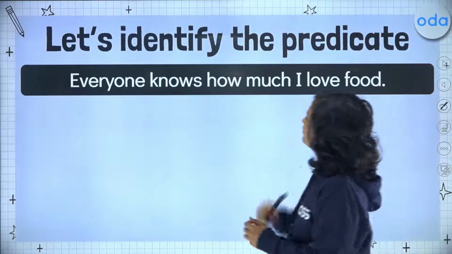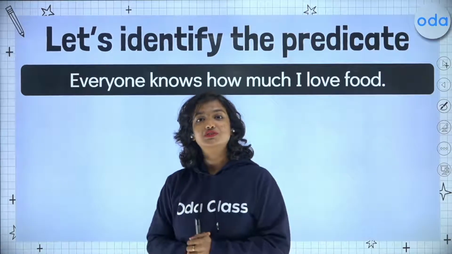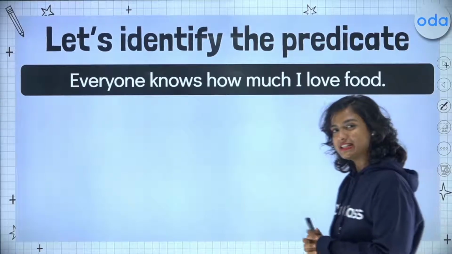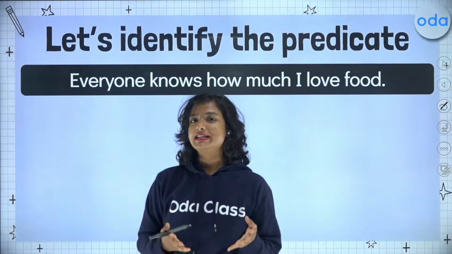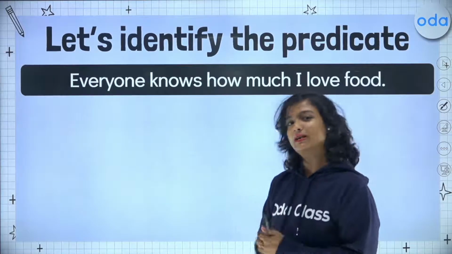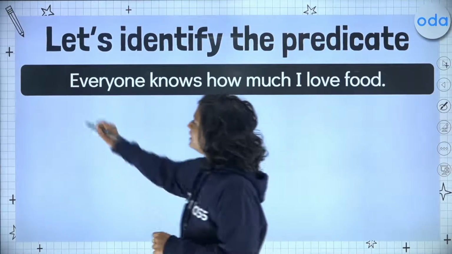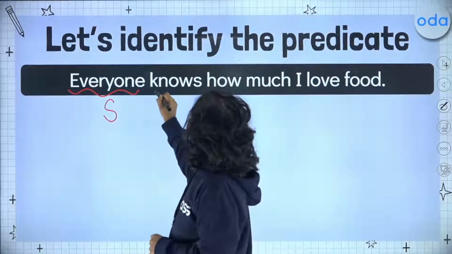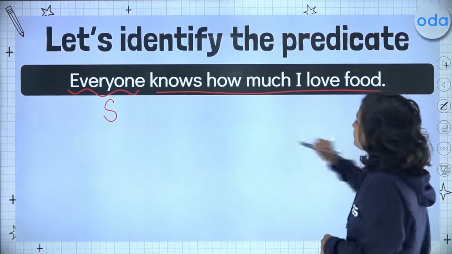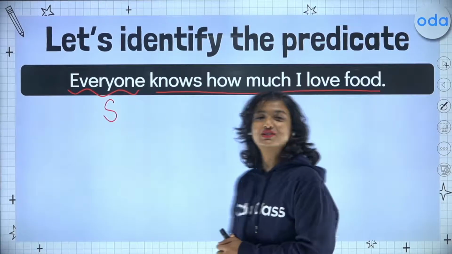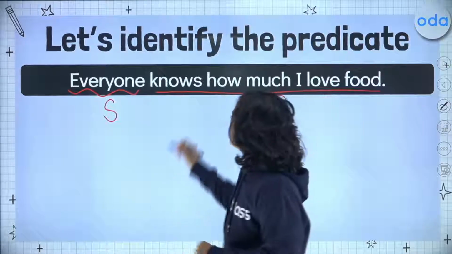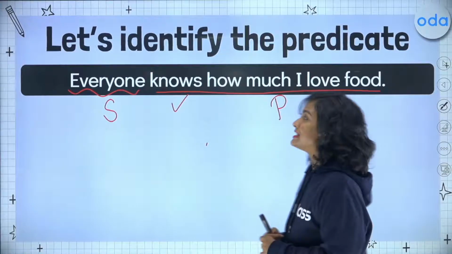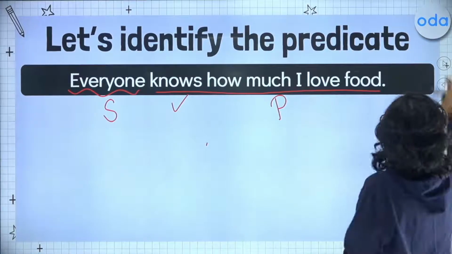Now, everyone knows how much I love food. Think about it, students. What will be the predicate in this sentence? While you figure out the predicate, take a second to think about what the subject will be as well. So we have our subject, which is everyone, correct? Which leaves, knows how much I love food. This entire thing is going to be our predicate. Once again, notice that it starts with the very first verb in the sentence, which is knows.